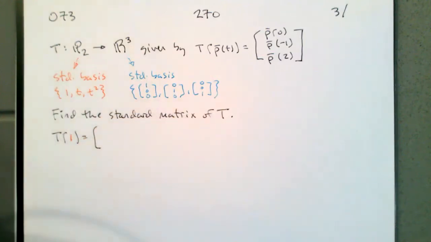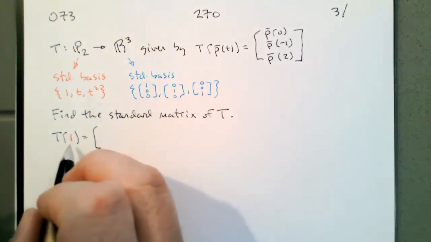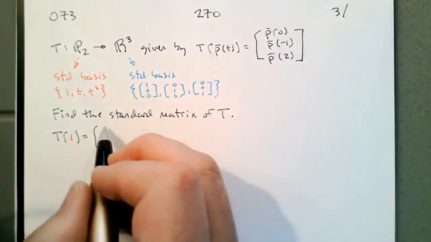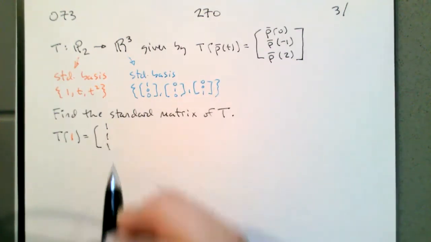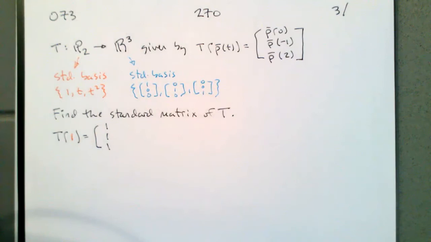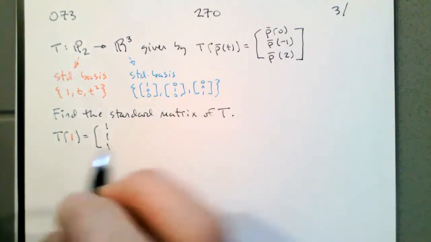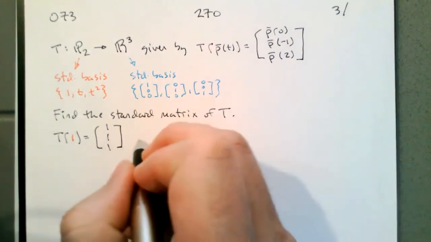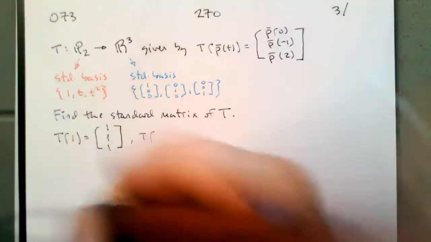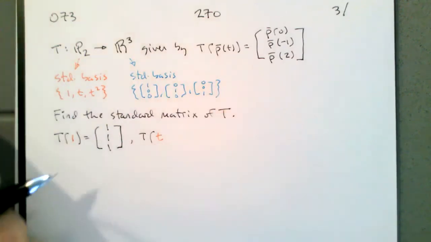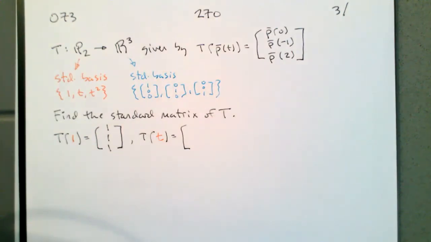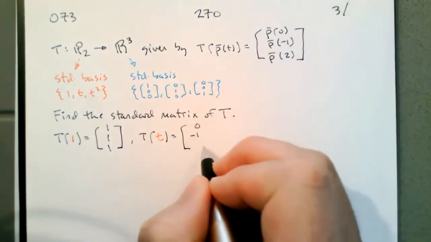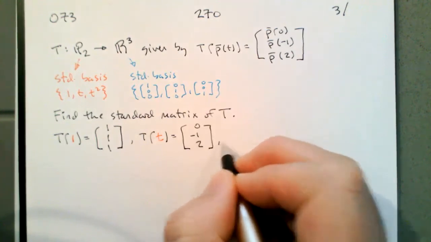So let's plug 0, -1, and 2 into the polynomial 1. When we plug in 0, we get 1. When we plug in -1, we get 1. When we plug in 2, we get 1, because 1 is the only thing that this polynomial will give us. Constant polynomials are the Hodor of polynomials. So now let's plug in 0, -1, and 2 into the polynomial t. So I get 0, -1, and 2. So there's the second column of our transformation.